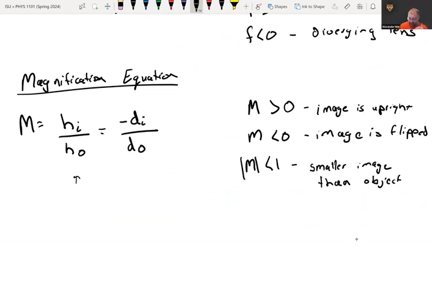Now, this second part doesn't work. It's a little bit more difficult to determine what this means when you have multiple lenses. But the height of the image over the height of the object is a clean way to always calculate the magnification. Okay. So I do have one more thing I want to talk about.